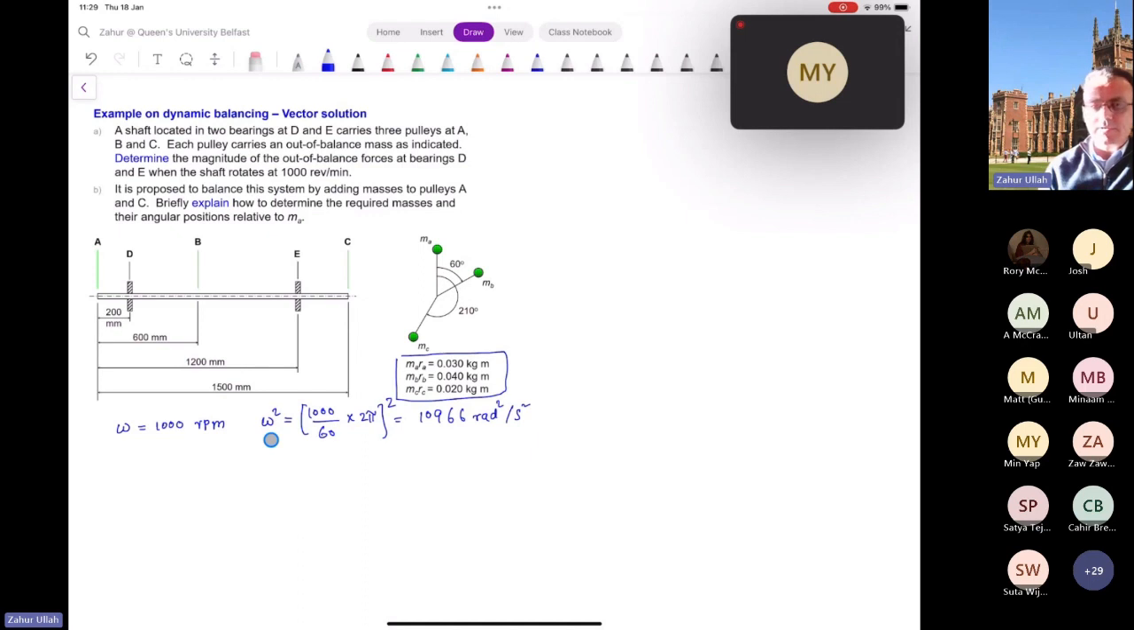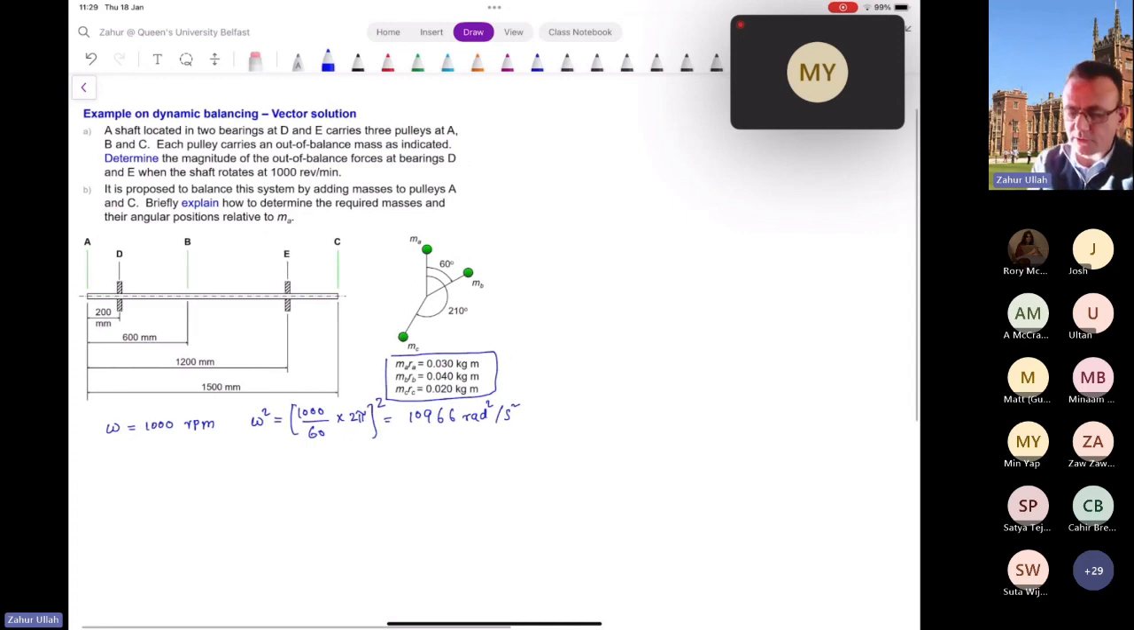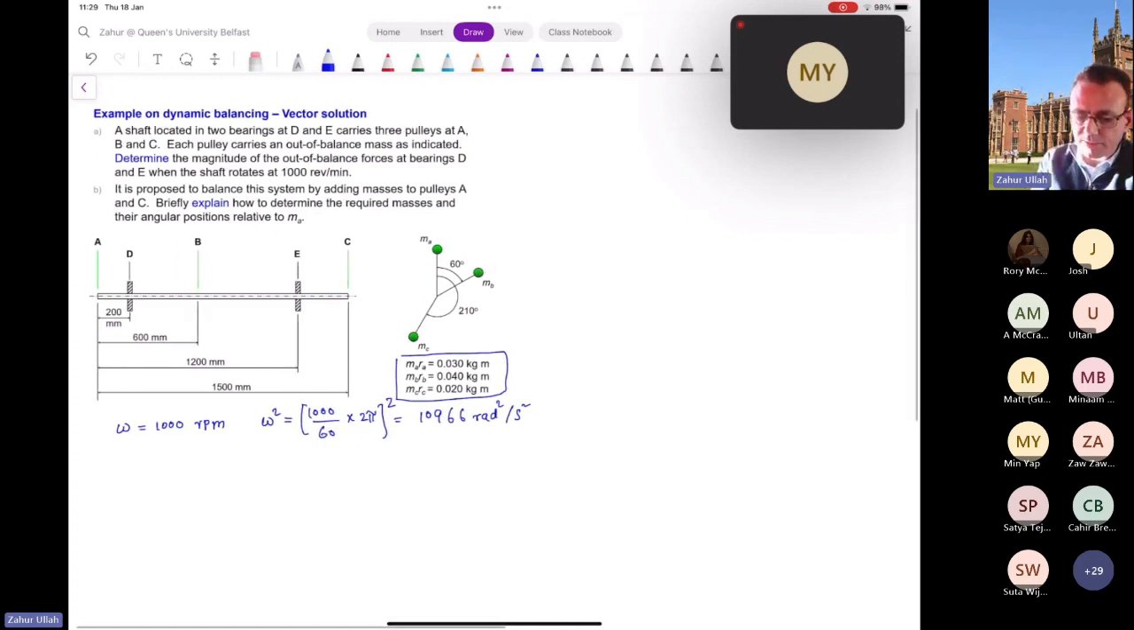So in this case, as you can see, this is omega square. So we calculate omega here. Omega is in radian per second because we want to calculate the forces. That's why we need omega square. So now we can calculate the first force.